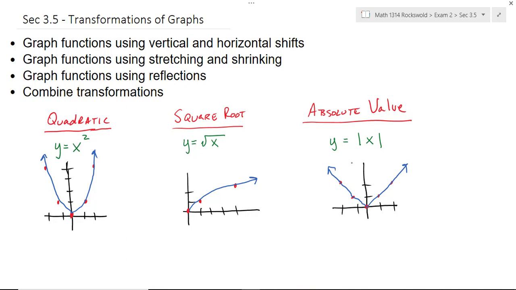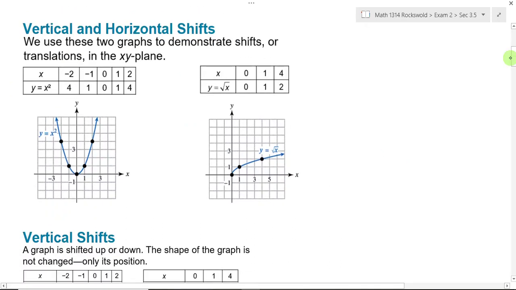So these are the parent functions that we will be looking at transforming as we go through this section. The first transformation we're going to look at are horizontal and vertical shifts. We use these two graphs to demonstrate the shifts or the translations in the xy plane. So here's our parent function for the quadratic function and for the square root function. I've already given you those.